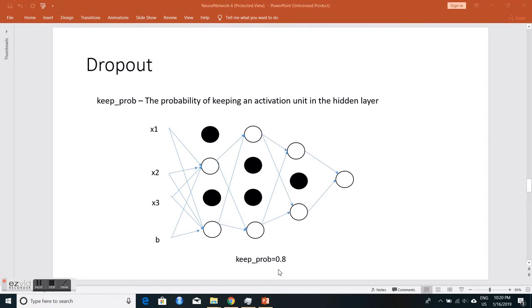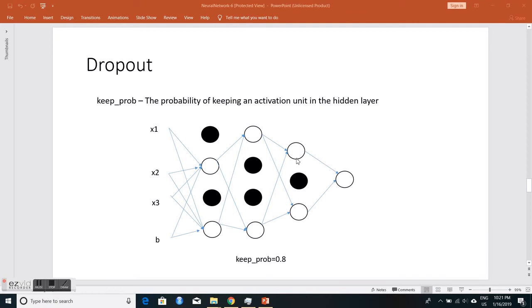With this keep_prob, we generate a vector of random numbers for each layer, with values between 0 and 1. All values which are less than 0.8, we keep the activation unit, and all values which are greater than 0.8, we drop it. So, assuming these two units have been dropped, we'll only be left with these two units. After we drop the activation units based on this keep_prob for each of the different layers, the network will learn with the remaining activation units.